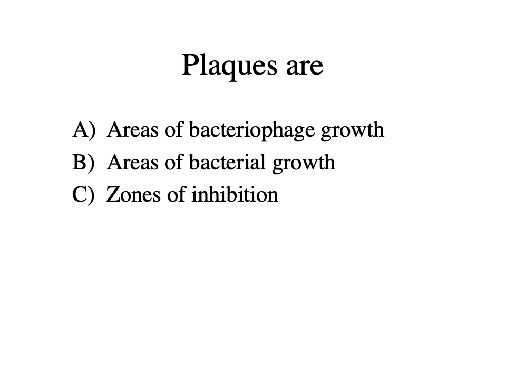Plaques are A, areas of bacteriophage growth, B, areas of bacterial growth, or C, zones of inhibition. Plaques are A, areas of bacteriophage growth. Remember, we can make a lawn of bacteria on an agar plate and introduce viruses or bacteriophages to that plate. They will kill the bacteria that they want to infect. So it can't be B, areas of bacterial growth, because the bacteria are dead. Zones of inhibition has to do with something completely different. So it has to be A. They're growing in those dead areas of bacteria, so they are called plaques. Plaques are areas of bacteriophage growth.